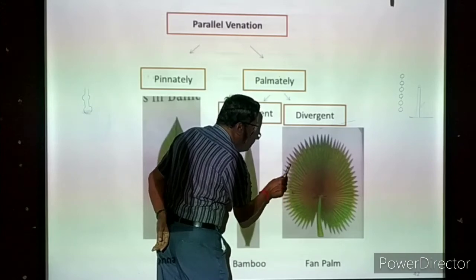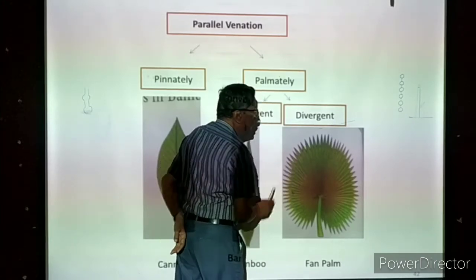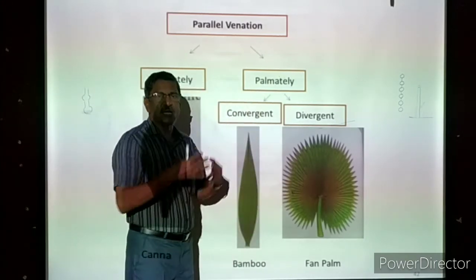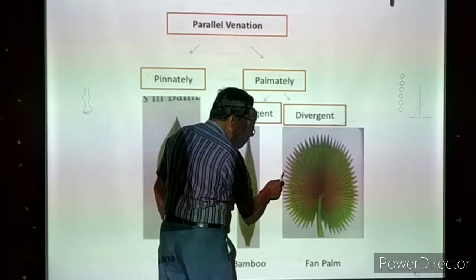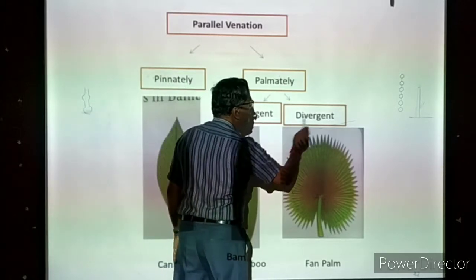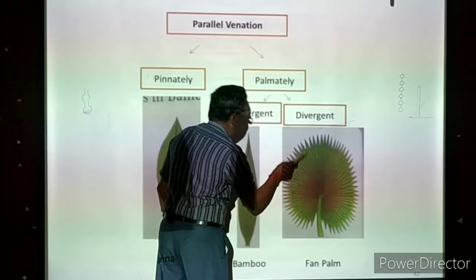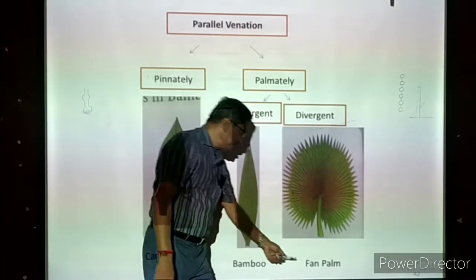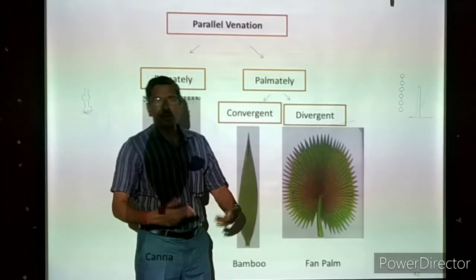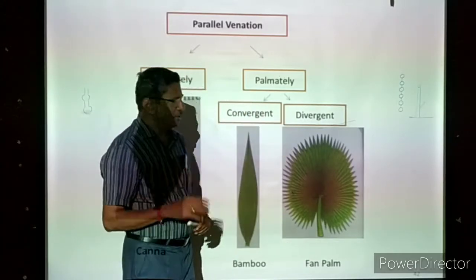But the tip of the veins are going away from each other. They are not converging towards the center. So since the tip of the veins are going away, it is called a divergent. So divergent, palmately parallel venation. Example for this is fan palm. Another example is palm tree, ordinary palm tree.